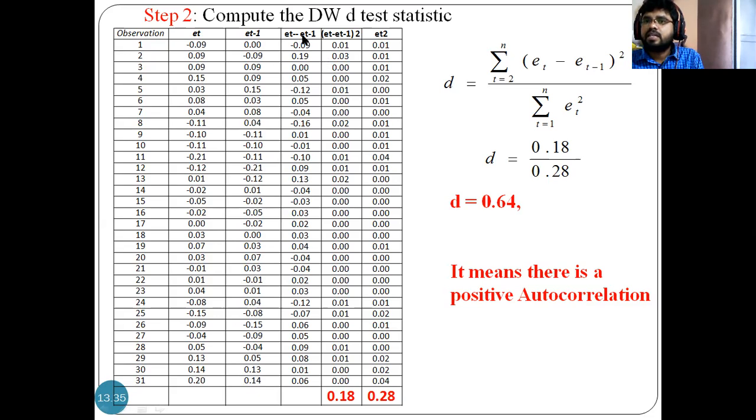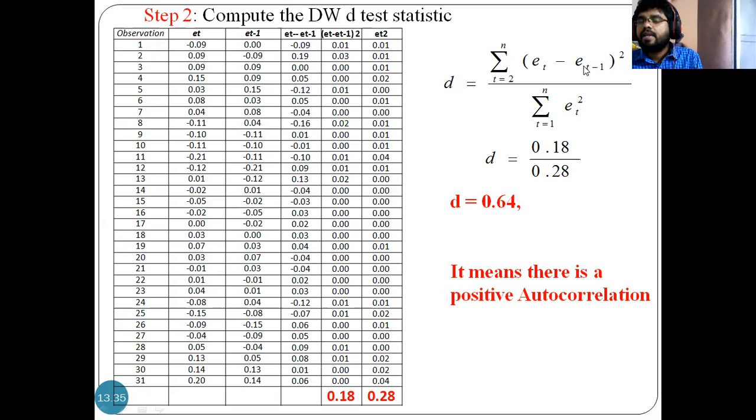So here, see ET minus ET-1. This value minus this one. How much? Minus 0.09 minus 0, minus 0.09. Then 0.09 minus 0.09, 0. Then 0.15, 0.04, 0.09. So here 0.05. You can take decimals, because if you take this one it should be 6, but when you consider the decimals the value may change. So 0.03, 0.15, see, minus 0.12. Like this, we can calculate ET minus ET-1.